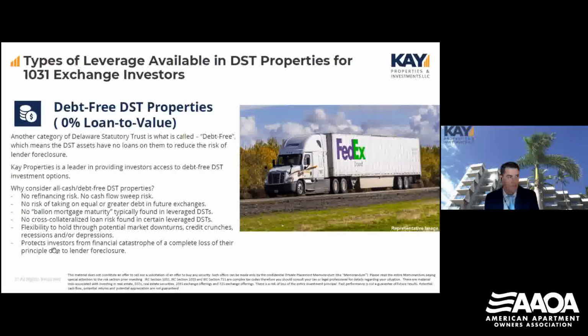Also, there's no balloon mortgage maturity, typically found in leveraged DSTs. A lot of you are probably familiar with the concept of a balloon loan. And there's no cross-collateralized loan risk found in certain leveraged DSTs. Usually, a scenario would be a diverse portfolio of properties, say 20 or 30 different commercial properties all across the country. They're diverse businesses, lines of industry, virtually unrelated, except they have a single cross-collateralized loan, which means there's one single mortgage that covers all those properties.